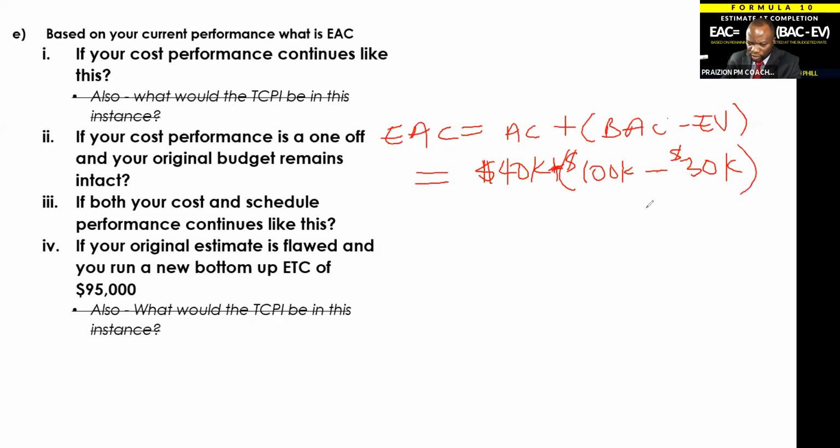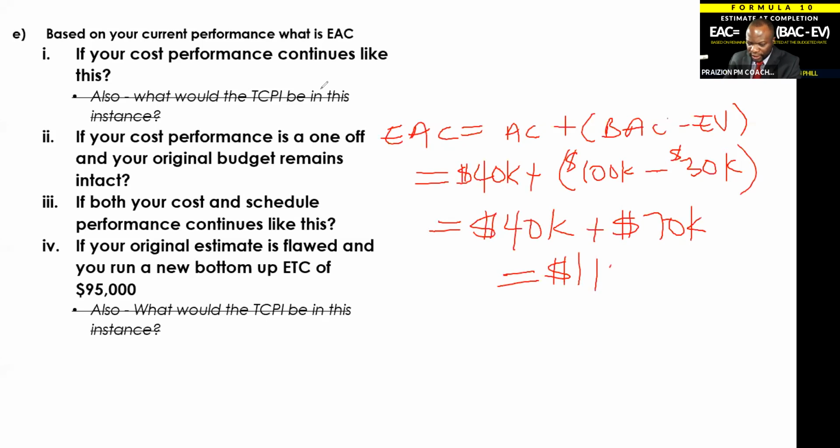Just to make sure everyone got it, let me write it out properly. Don't want anyone getting muddled up. This is 40K plus 70K, and that equals 110K. Good. Did anyone get that for the answer? 110K. If you got that, very well done. Awesome, it means it's sticking. All right, let's go on to the next one.